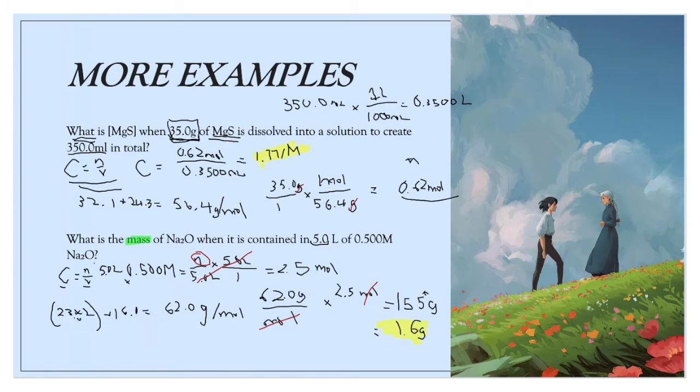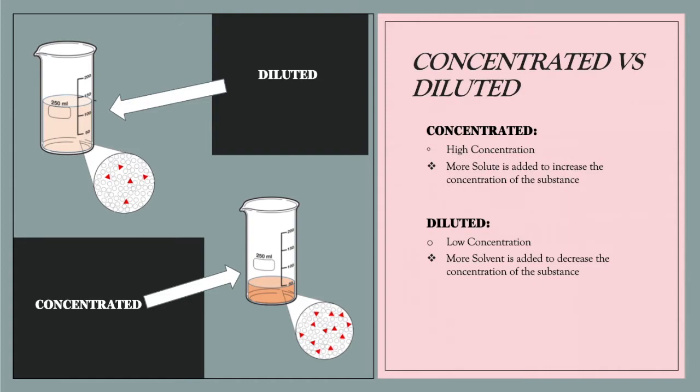Okay, so onto our next slide, we have concentrated versus diluted. So basically what we have here is a concentrated substance or solution is in high concentration and more solute is added to increase the concentration of the substance, while a diluted substance has low concentration and more solvent is added to decrease the concentration of the substance. So we can see that these are the solutes and this is the solvent. Since there are a lot more solvents compared to solutes, this is a diluted substance, while in this one there are a lot more solutes compared to this one. This is a more concentrated solution.